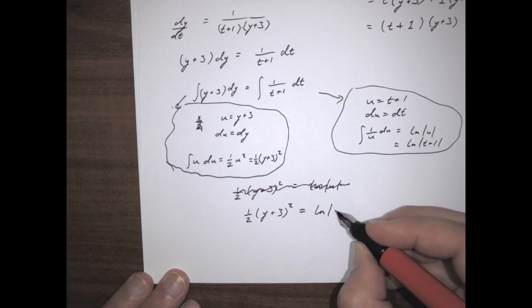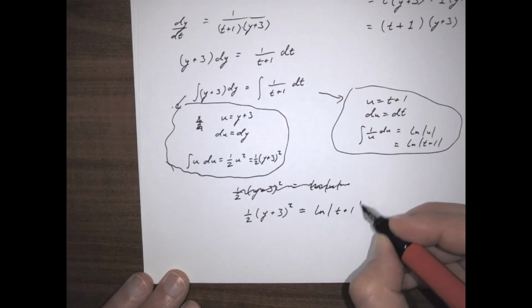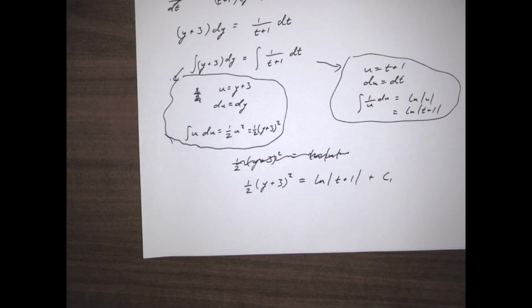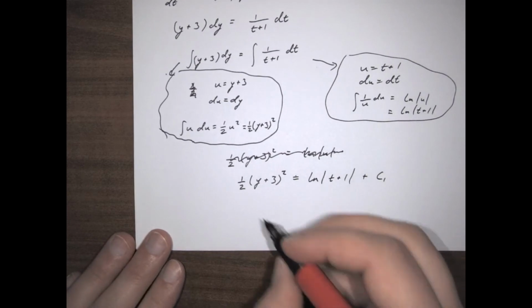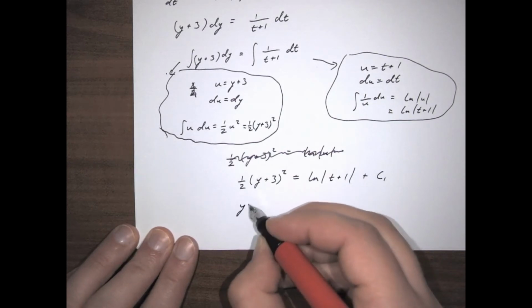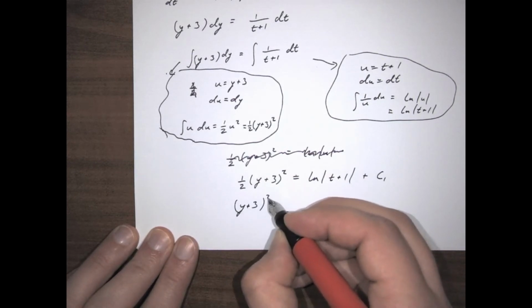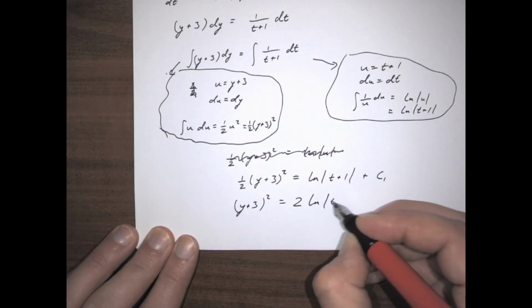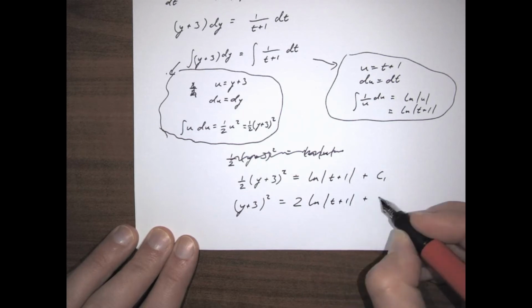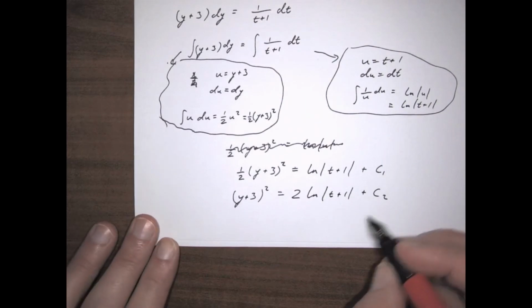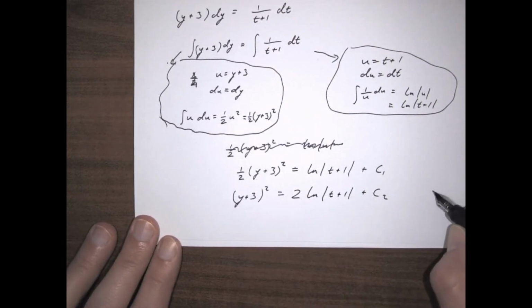All right, so what do we have over here? We have natural log of t plus 1, plus now finally the constant is making its appearance, so plus c1. And so now we can get to the business of solving this for y. We can multiply both sides by the 2. I'm not even going to bother writing anymore the differences between the c1 and the c2. It's just, fine. I will one more time.